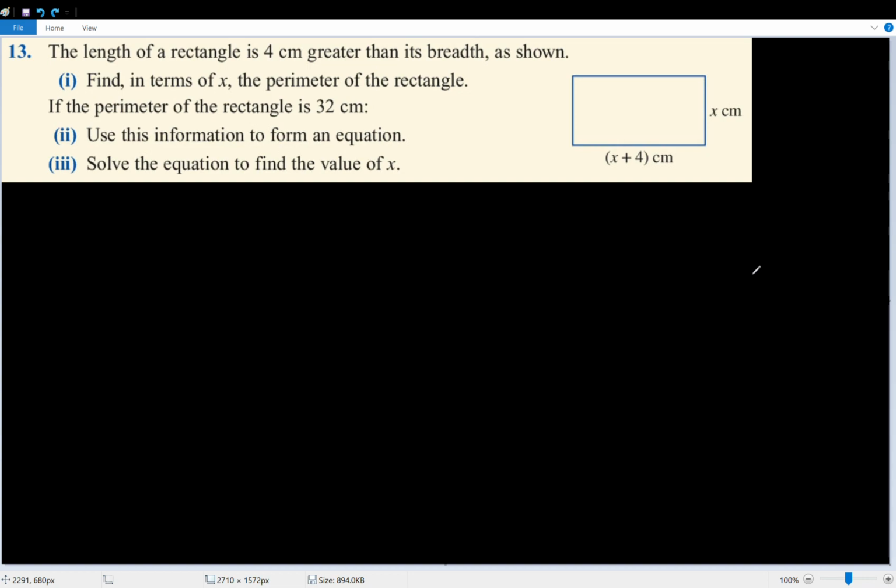Okay, so this is question 13 from exercise 35.1. We're just going to go through this again nice and slow, so make sure that we completely understand what's going on. I'll read it out first.